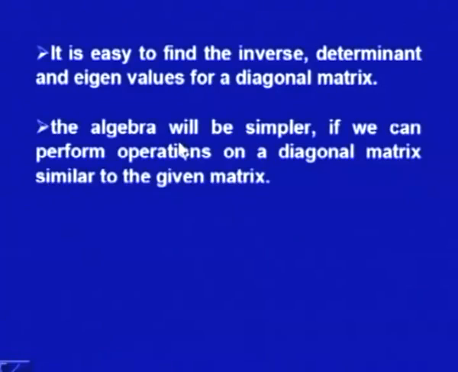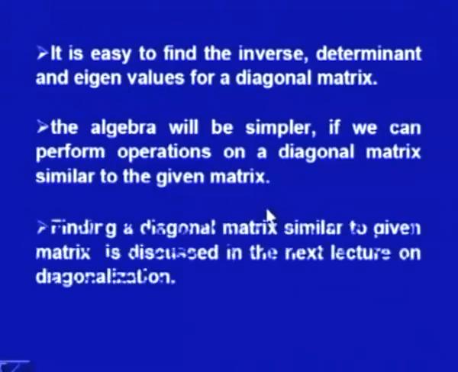So algebra will be simpler if we can perform operations on a diagonal matrix similar to the given matrix. So that is how we say that finding a similar matrix which is a diagonal matrix will simplify the algebra. So finding a diagonal matrix similar to a given matrix is discussed in the next lecture on diagonalization.